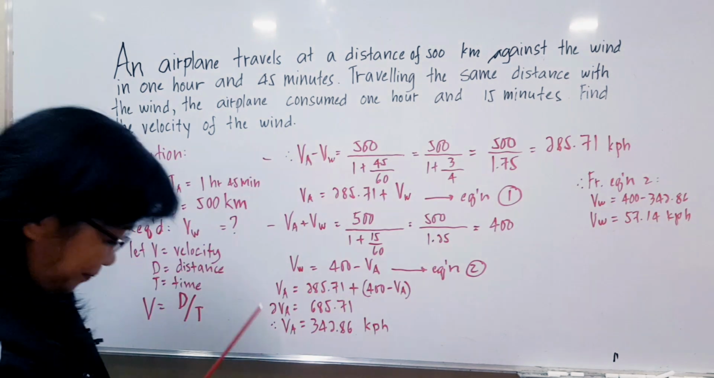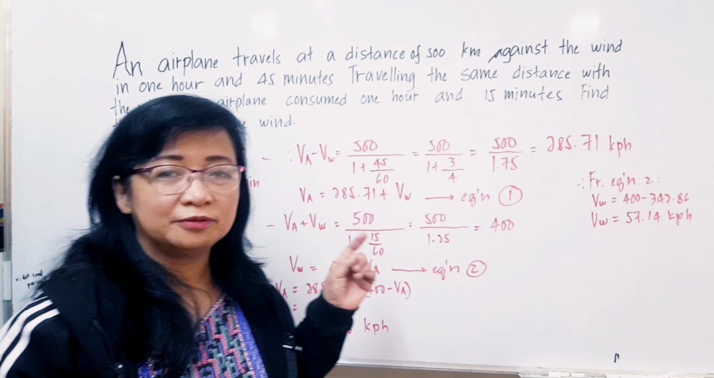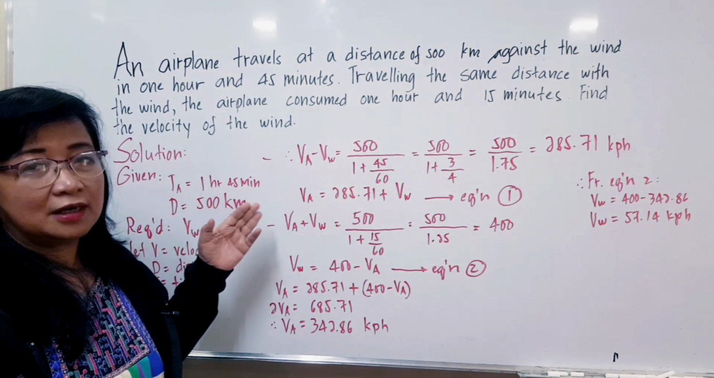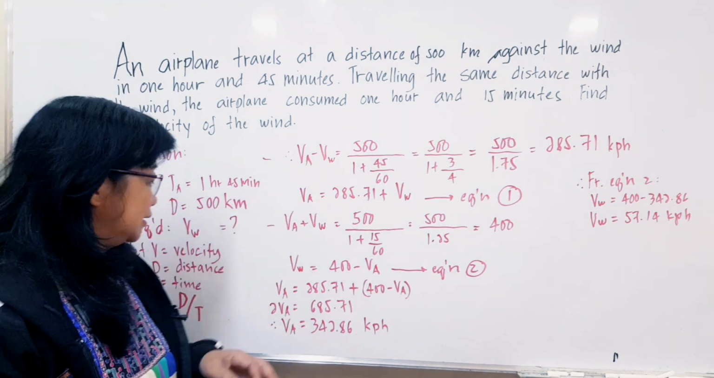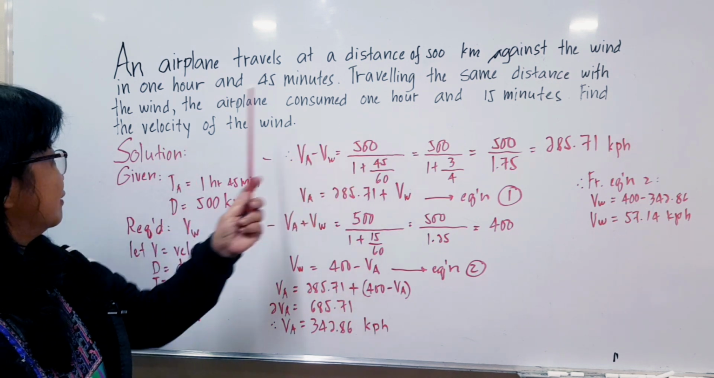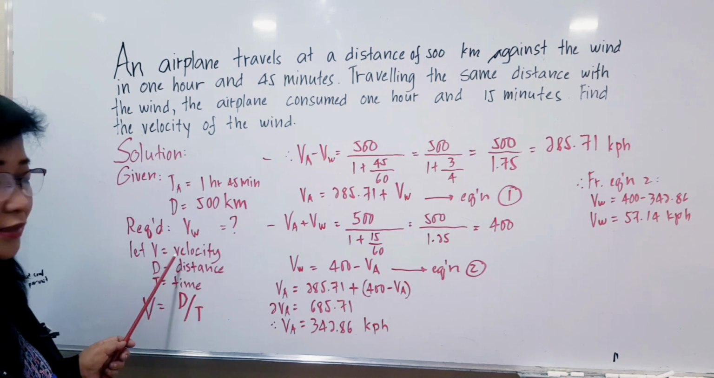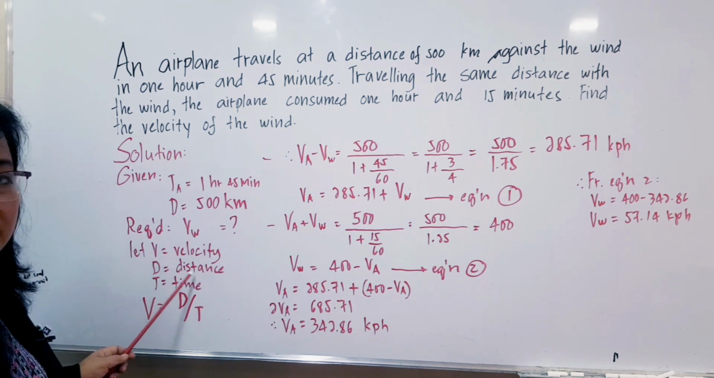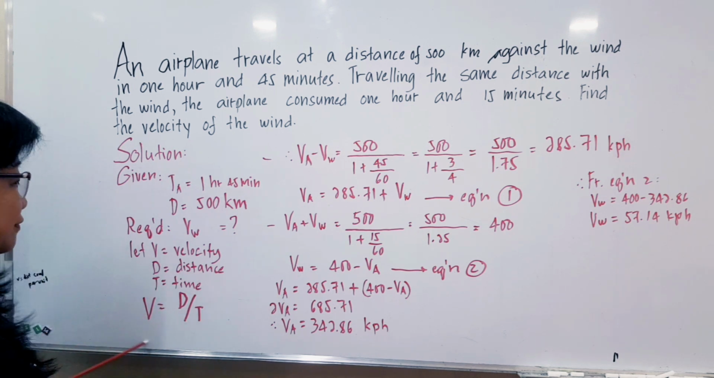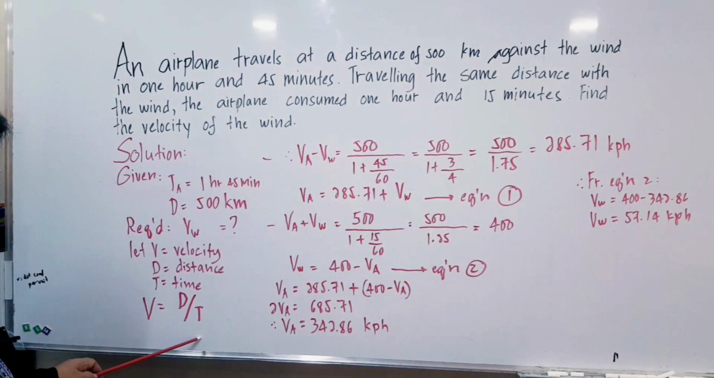Now, the usual procedure in solving a problem is first you have to put the given and what is required, and be careful with, as I've said earlier, the measurement. You have to be consistent. Now here, because we are looking for the velocity of the wind, we let V be the velocity, D the distance, and T the time. Now therefore, we have this formula for velocity, which is equal to the distance over the time.